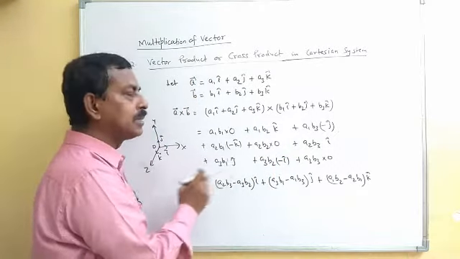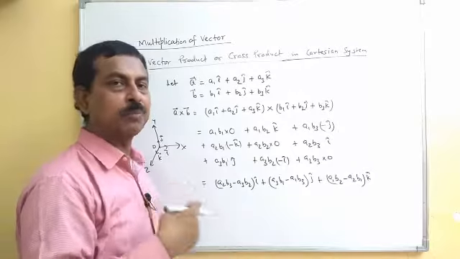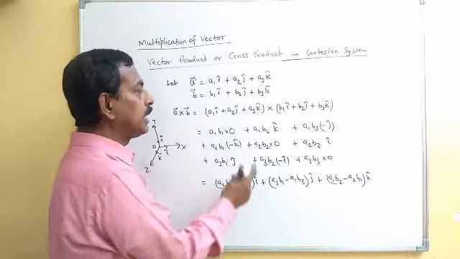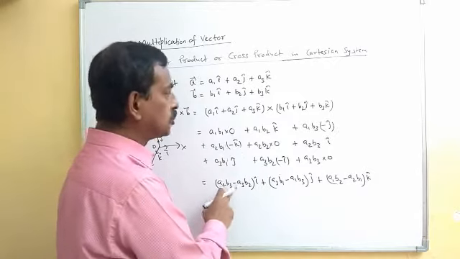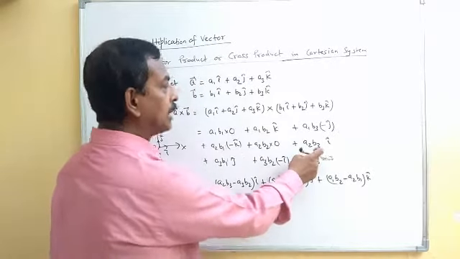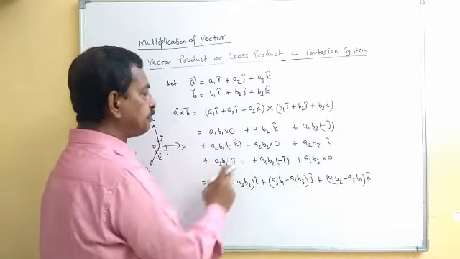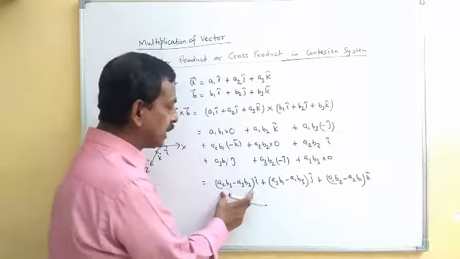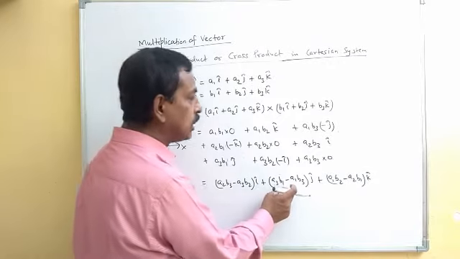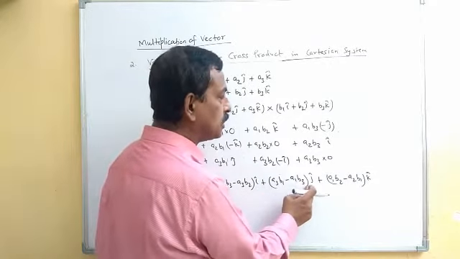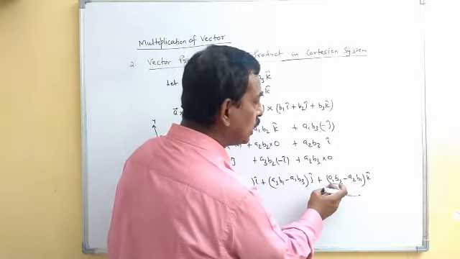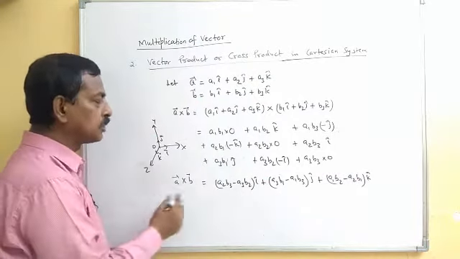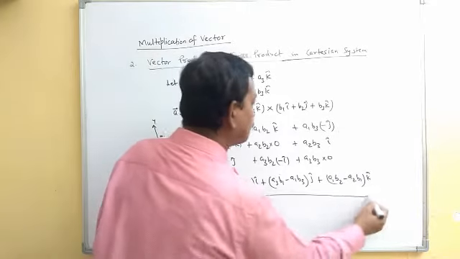And if you now collect the terms of I cap at one place, J cap at one place, and K cap at one place, then we will get here A2B3 I cap, and then A3B2 minus I cap, so I have taken it at one place. Then it is A3B1 minus A1B3 J cap. Then it is A1B2 minus A2B1 K cap. This is the final expression for the A cross B vector.